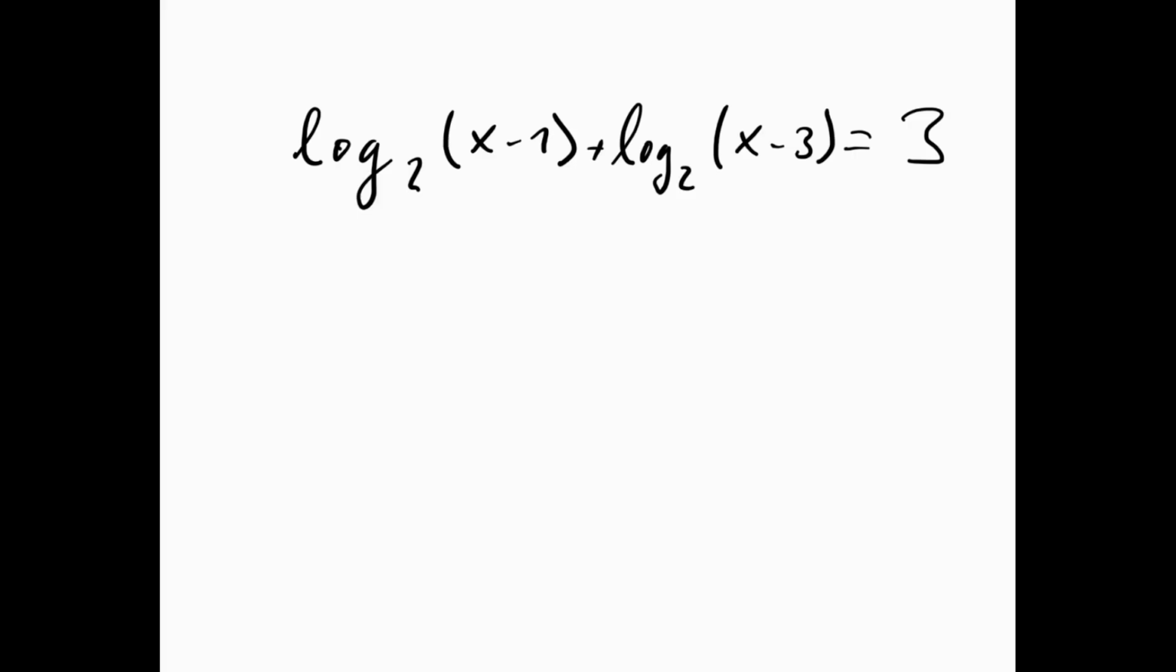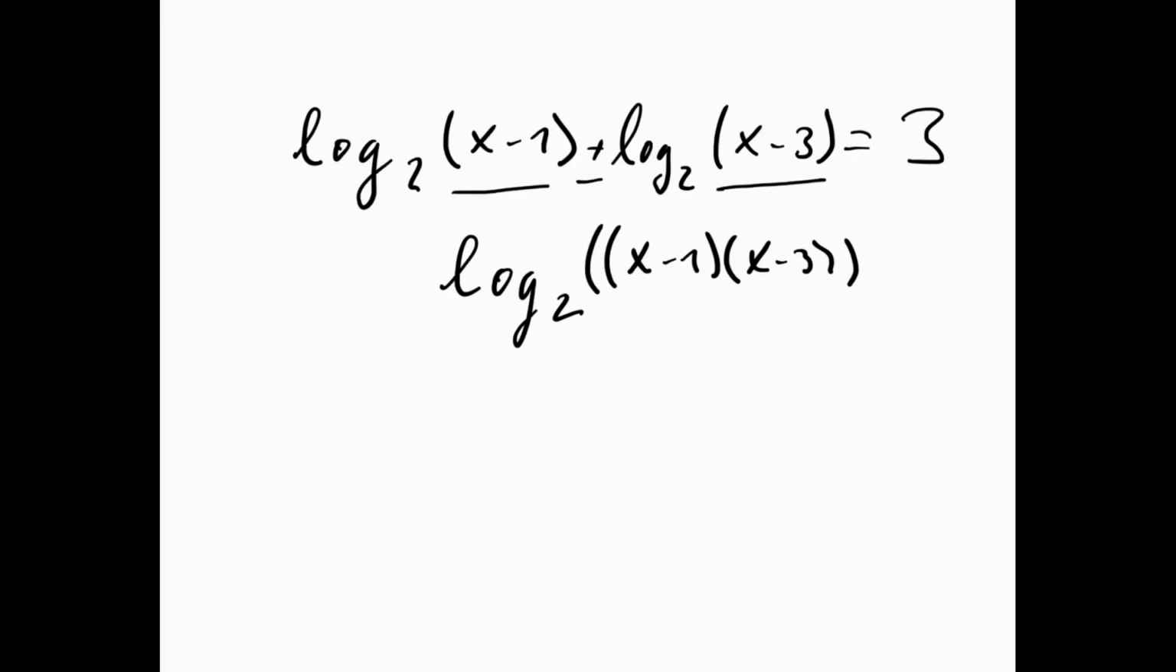The base is 2 in both logarithms. When we have two logarithms of the same base added together, we can rewrite them as one logarithm of that same base with the two arguments multiplied inside the argument of this new single logarithm. So x minus 1 and x minus 3 in multiplication, because these were added. And we can write it as one logarithm. That's a property of logarithms. The right side stays the same.